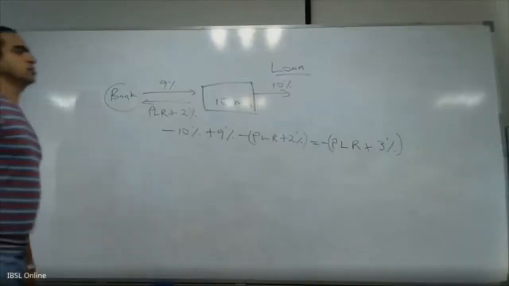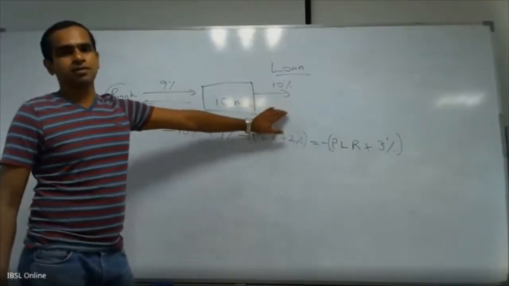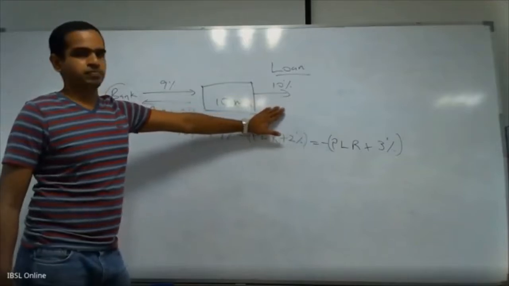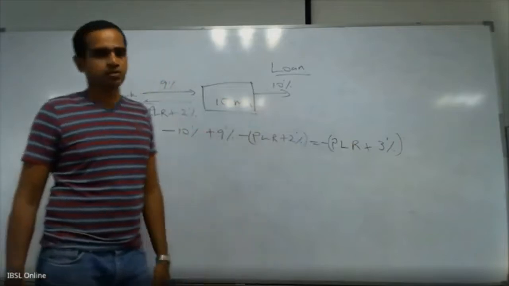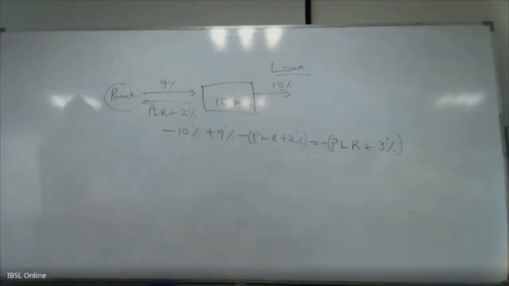Okay. So the original loan was a fixed rate loan, 10% you were paying. Fixed, no? But now you are paying PLR plus 3. Is PLR plus 3 fixed or floating? It's a floating rate. Right. So you have switched from paying fixed to paying floating.